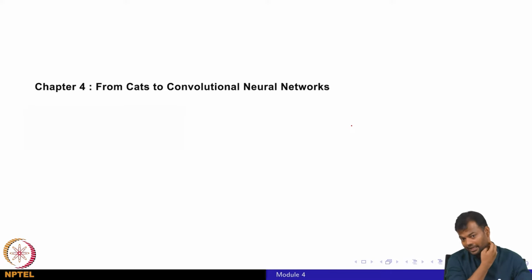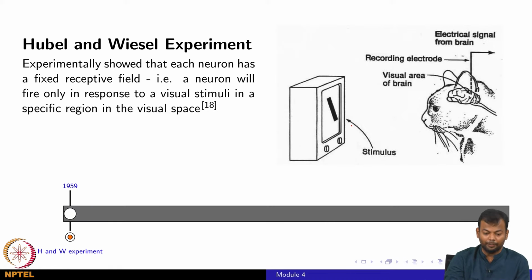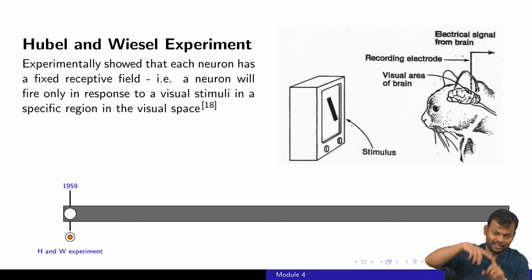I'll talk about the history of convolutional neural networks, and I call this part of history CATS, and it will become obvious why I call it so. Around 1959, Hubel and Wiesel did this famous experiment. You can still see some videos of it on YouTube, where there was a cat and a screen in front of it. On the screen, lines were being displayed at different locations and at different orientations, so slanted, horizontal, vertical, and so on.